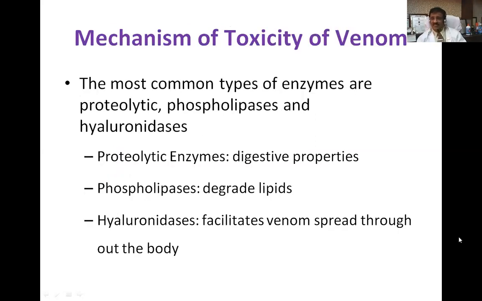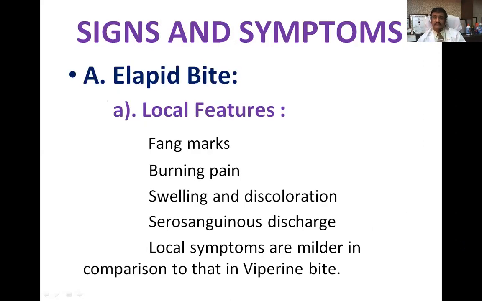What is the mechanism of toxicity of these venoms? We'll try to understand in a brief manner. The most common types of enzymes are proteolytic enzymes, phospholipidases, and hyaluronidases. Proteolytic enzymes have digestive properties. Phospholipidases are for degrading the lipids. Hyaluronidases facilitate venom spread throughout the body. They make a way by breaking tissue.